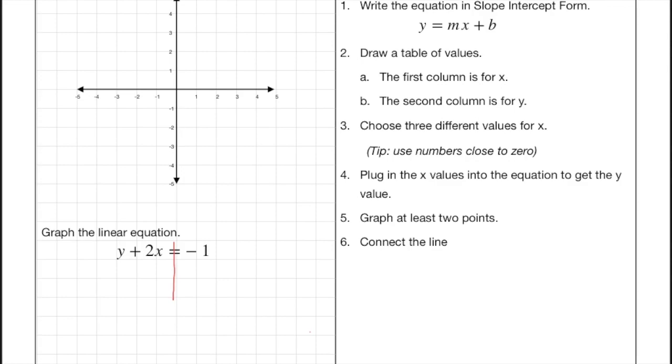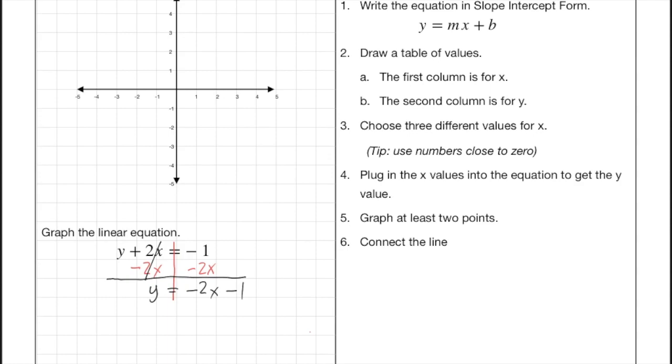I want to subtract 2x from both sides. And now that's going to give you y equals negative 2x minus 1. Now that we have that, we can go into the next step. This is another way to graph this.